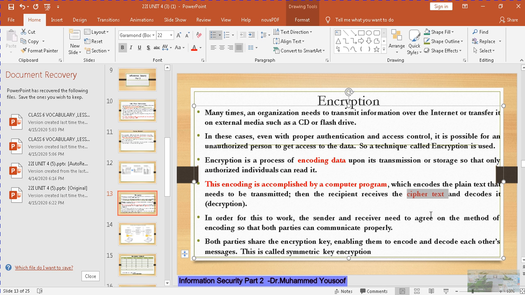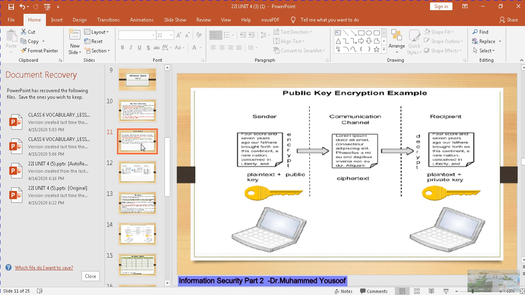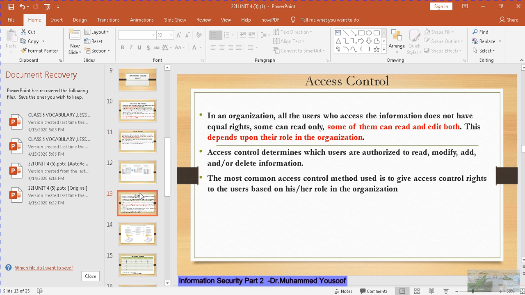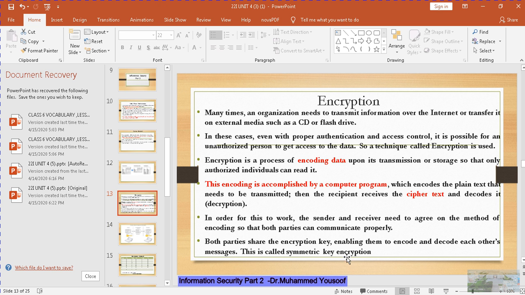What is encoding? Encoding means you convert your information into a different format and lock it, and then it is sent on the internet. Once the receiver receives it, he also uses a key to open it and decode. Decode means he changes the file back to its original form. So during the transmission, the information is not understandable to any hacker. That is the idea of having encryption. There is a method of encoding, which will be discussed shortly. Encoding, and then there are keys.